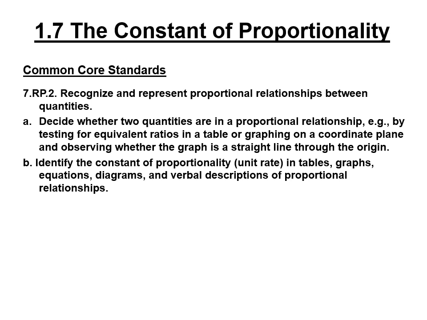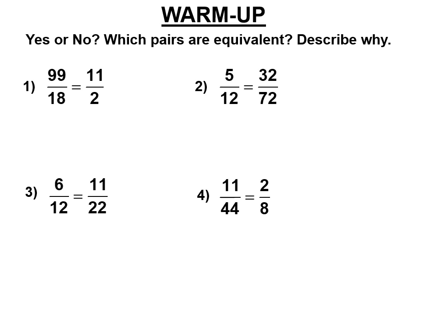Welcome to 1.7. We're going to learn about something called the constant of proportionality. Okay, so let's look at these fractions and see if they're equivalent. 99 is divisible by 9, and so is 18. 99 divided by 9 is 11. 18 divided by 9 is 2. Yeah, they both simplify to 11 halves. Yes.